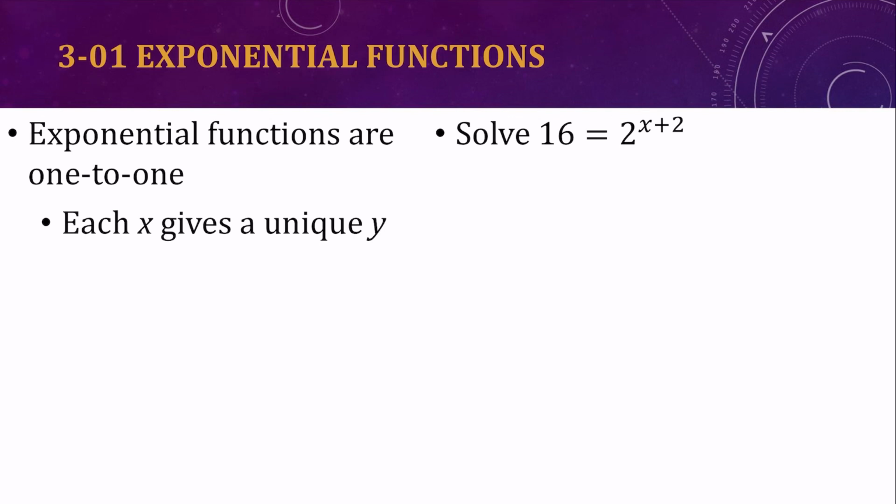equations using this property. So notice the base on the right is 2. Could we write 16 as base 2? Sure, it is 2 to the 4th. Now, since it's one-to-one, since the bases are the same, then the exponents have to be the same. And you can see that x would be 2.